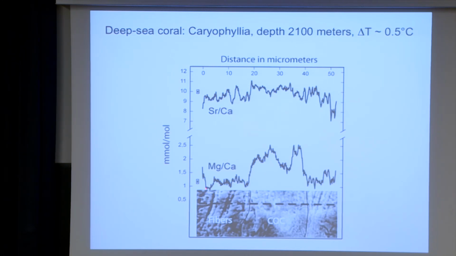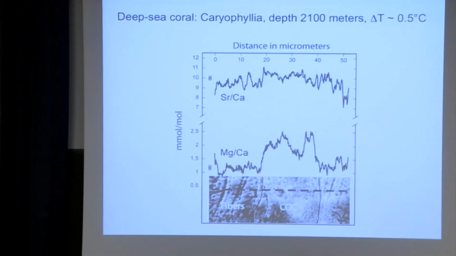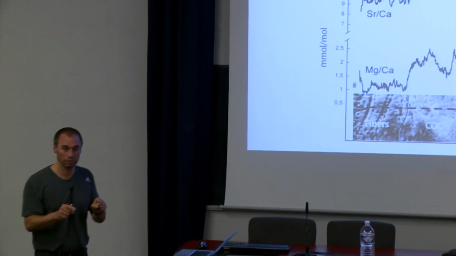And so here you go again. You see the magnesium-calcium ratio, and from the fibers into the centers of calcification, boom, it goes up and down again. Whatever it is, this is an expression of strong biological control over the trace element composition of these different ultrastructures, which is not related to the temperature.